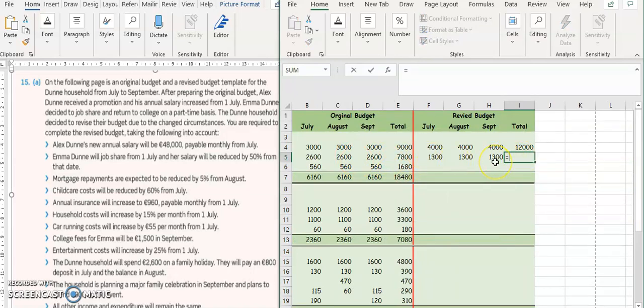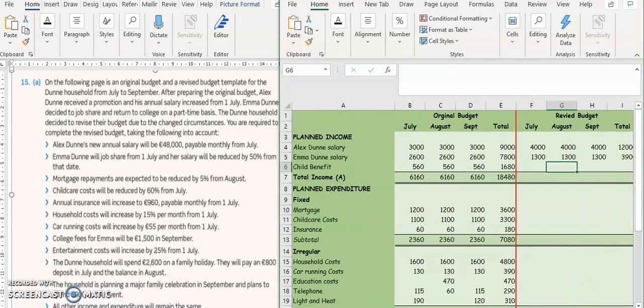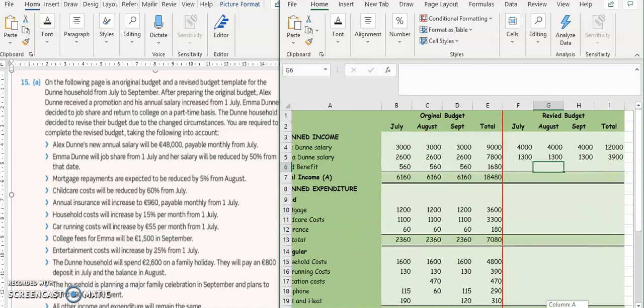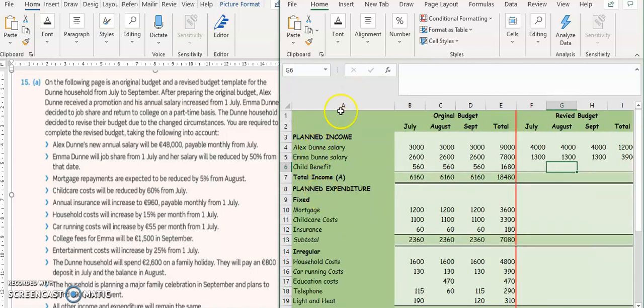It's 1,300 per month, and then you're going to add those three. So in your calculators, 1,300 plus 1,300 plus 1,300. So now she's going to earn 3,900. So her income is now decreased. Okay, so each one of these planned income and planned expenditure items, depending on the question itself, are either going to be revised, so that means they're going to go up or they're going to go down. And if it doesn't mention anything, then you're going to use the figures from the original budget.